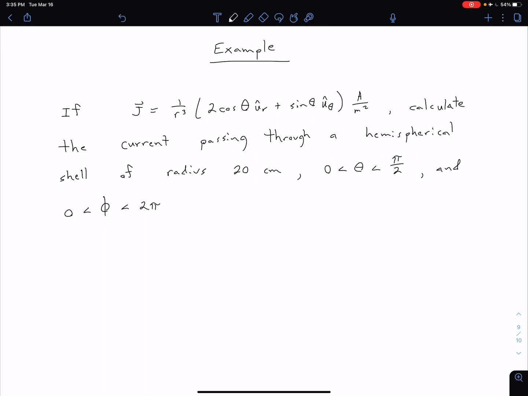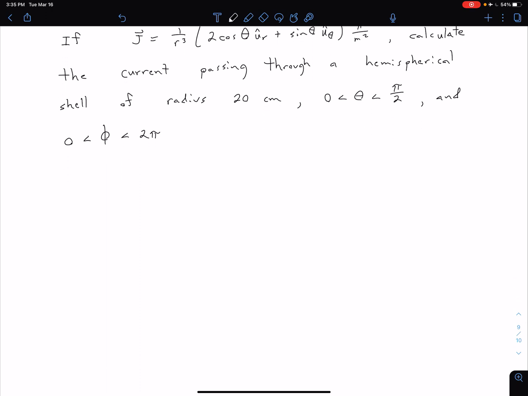Essentially this is some hemisphere sitting in the positive z part of our 3D space, so the bottom half has been removed. We're going to go back to our general current equation, and remember we can relate this to our flux. In general, our current is equal to the surface integral of j dot ds. In this case, we're dealing with spherical coordinates, so our ds is going to be r squared sine theta d phi d theta in our r direction.